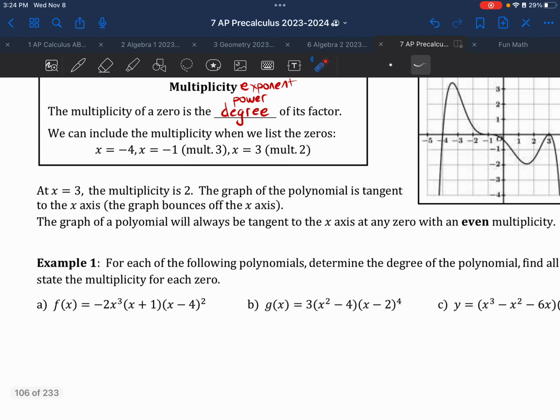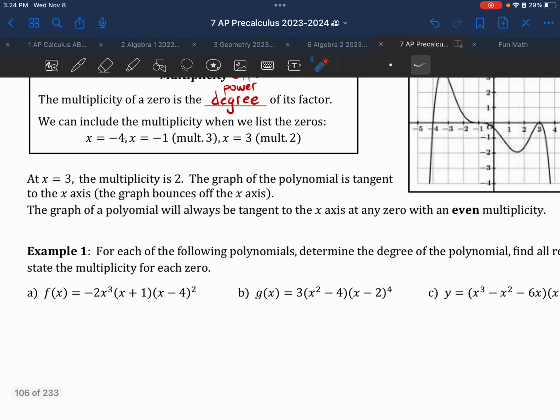I've already kind of said that up here, that multiplicity and exponent are the same. We can include the multiplicity when we list the zeros. So this is how we usually write that. We say x equals -4, which we already knew, and that has no multiplicity, so we don't write anything. You assume that the multiplicity is 1 when we don't write anything.